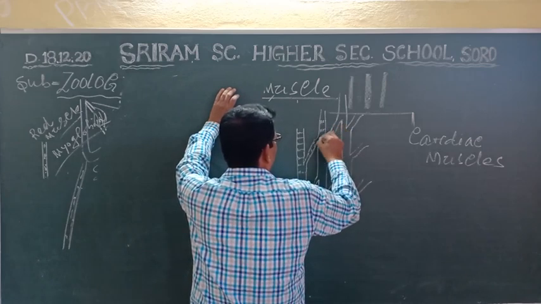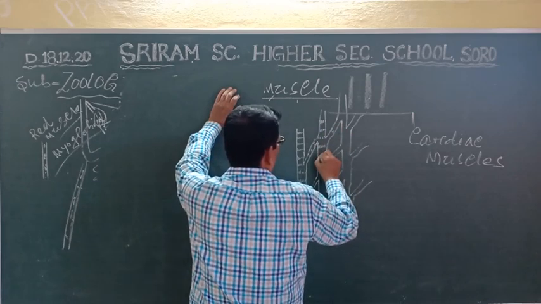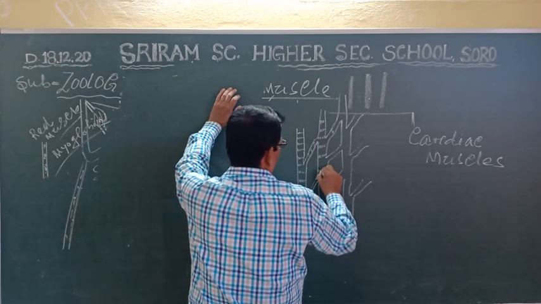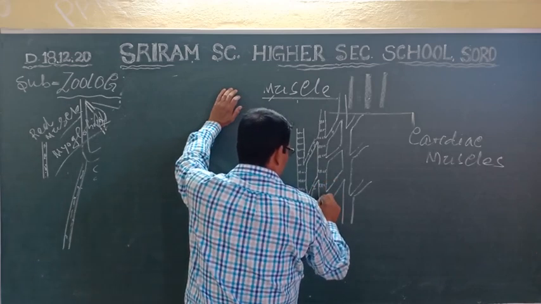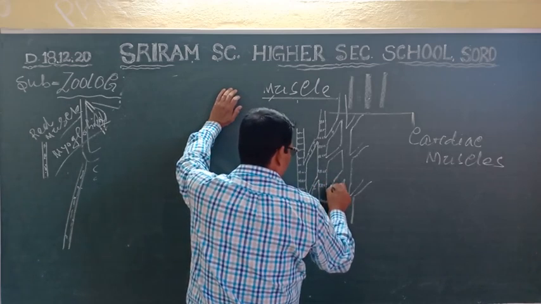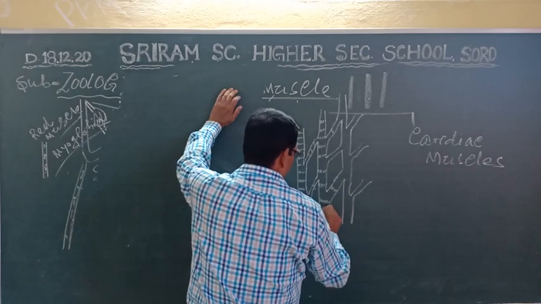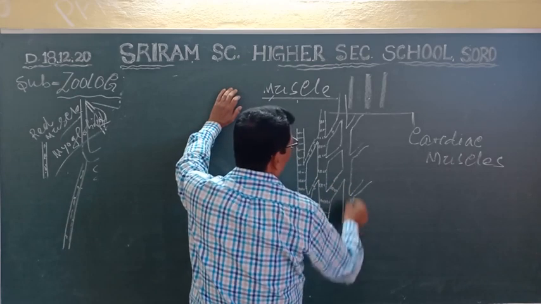So this is the cardiac muscle. And the cardiac muscle, structurally and functionally, is intermediate between striated and unstriated.